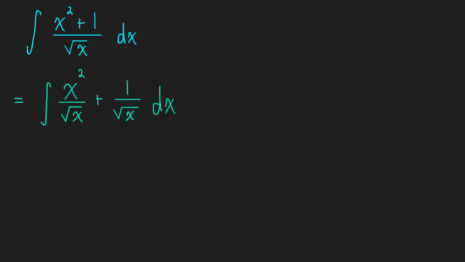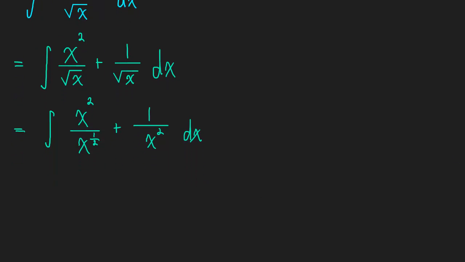And if you're having trouble seeing that, just think of going in the other direction. When you add fractions, you add the numerators, and the common denominator just stays the same. So we know that these two expressions are the same thing. Okay? And now I want to write that square root as a power. So this is going to be x squared divided by x to the 1/2 plus 1 divided by x to the 1/2.